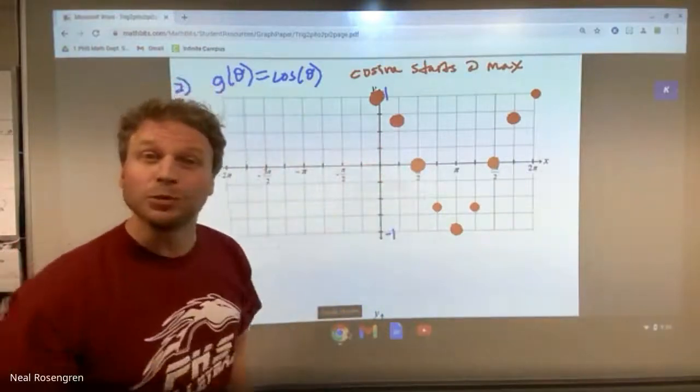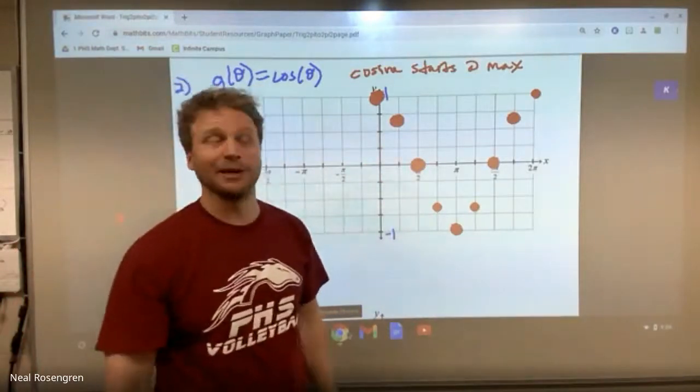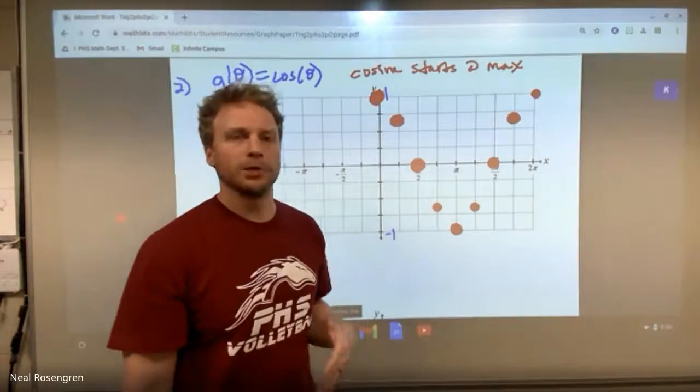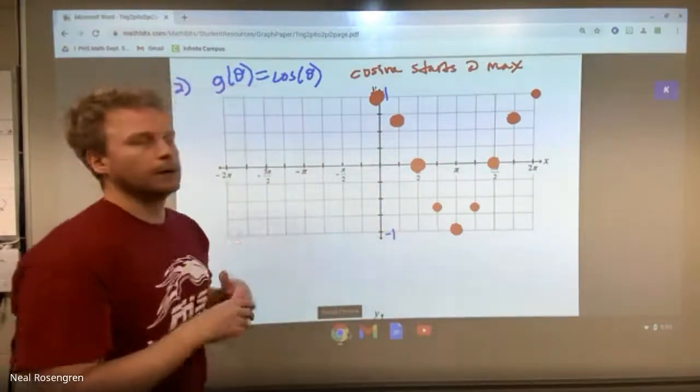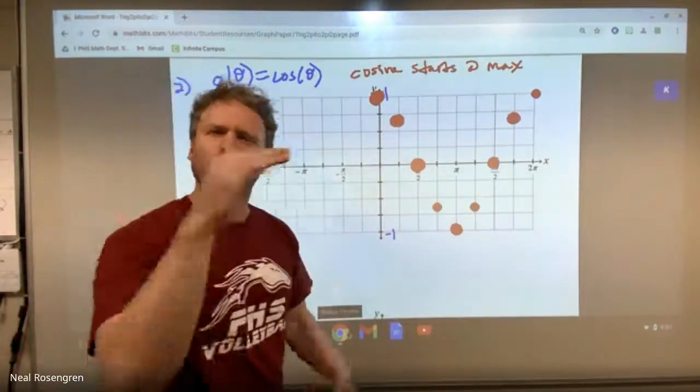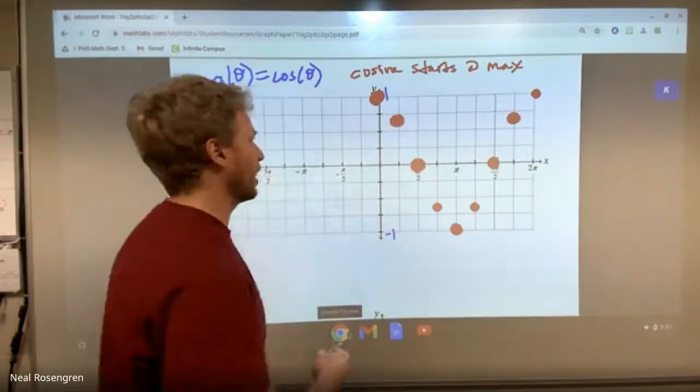I like to do 2 full cycles any chance I get, or at least something more than one, because it'll give me a better feeling when I'm trying to trace these graphs myself.